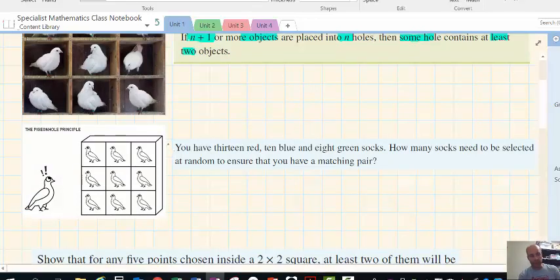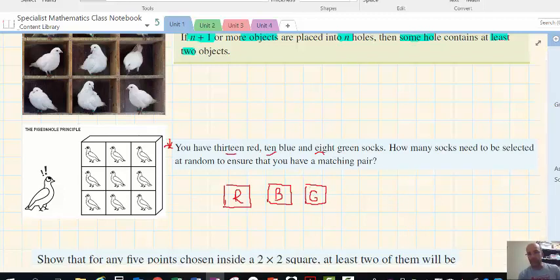Hopefully this next example might further elaborate on this and explain it a bit. You have 13 red, 10 blue and 8 green socks. How many socks are needed to be selected at random to ensure that you have a matching pair? So what I'm going to do is create a box or a hole: R for red, B for blue, and G for green. And see what we have to do.